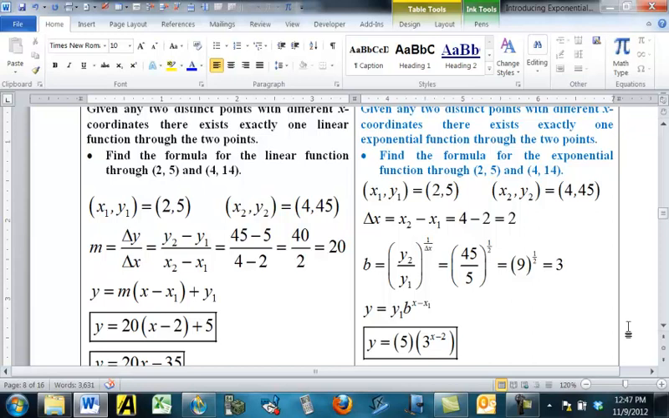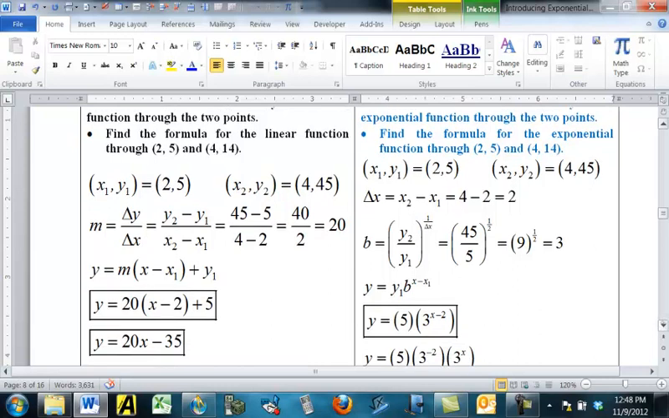But this time we're going to compute the base, which is y2 divided by y1 to the power 1 over delta x. So that's 45 divided by 5 is 9. Then we're going to raise that to the 1/2 power, which is 3. So the base is 3. And then we use the formula y equals y1 times b to the power x minus x1. So again, I use the point 2, 5. So put 5 in for y1, 2 in for x1. And then that's our formula, 5 times 3 to the power x minus 2.